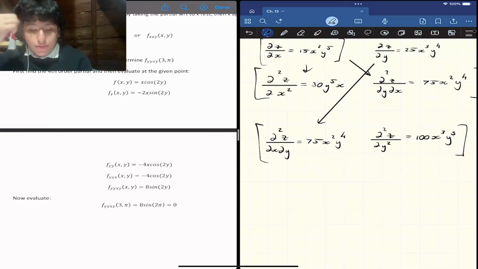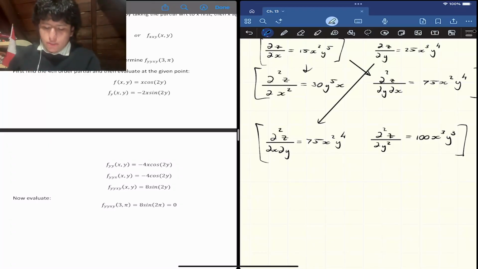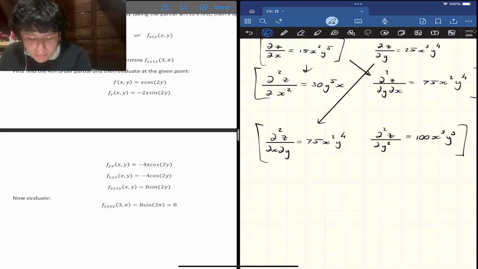Wow, okay, that's a lot of work. So given f of x, y equals x cosine 2y, determine f y y x y of 3 comma pi. First find the fourth order partial and then evaluate at the given point. So we find f x y, that's just x cosine 2y. Taking it with respect to y, that x would be a constant, so we'd get negative 2x sine 2y.